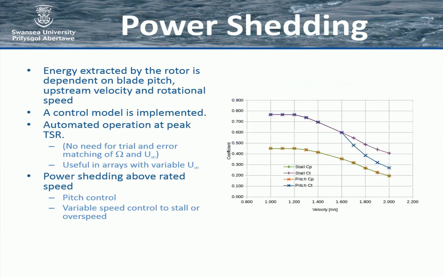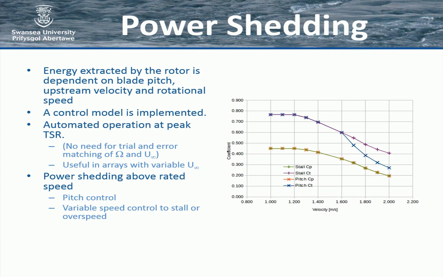Okay, some work we've gone on from that is we've started looking at power shedding. So all the work we've done so far has been looking at rotors at optimum CSR, optimum power takeoff. But we know in the real world that we limit peak power for economic reasons, and so rotors often run at less than peak power. Because of the model that we've got, the energy extracted depends on pitch and velocity and rotational speed, and because we just have a source term, we can control those parameters.